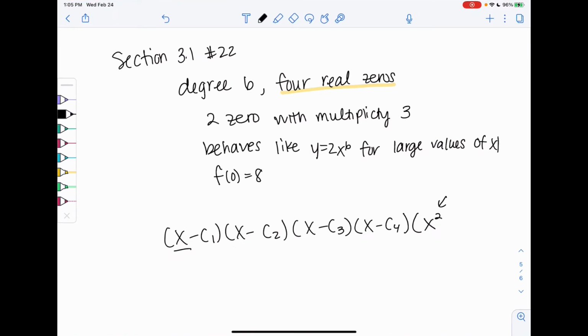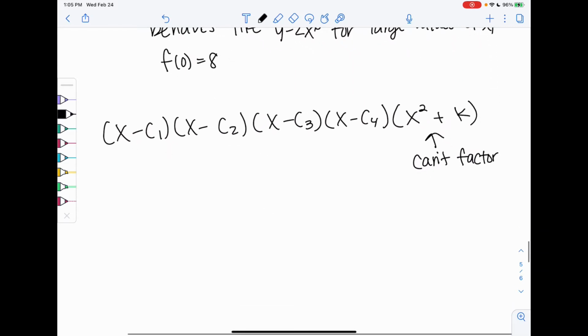The problem is it can't make a 0, so it has to be a quadratic that can't be factored. So we'll just say plus k. This can't factor. If it factors, then it creates more zeros. So that's why it can't factor, so that it creates no more zeros.